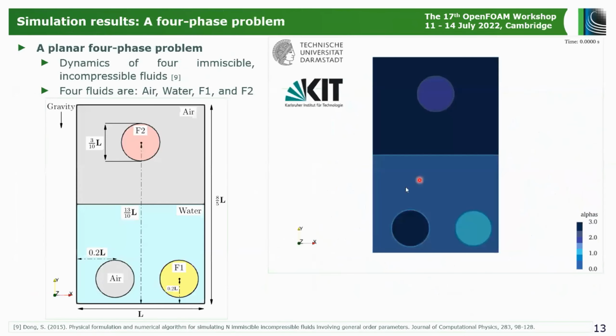So this is another benchmark case. This is a 4-phase problem, the dynamics of 4 immiscible and compressible fluids. We divide the computational domain into an air side and a water side. In the air side, we have an arbitrary fluid, F2, and we have gravitational effects here in the air side. And in the water side, we have an air bubble and an arbitrary fluid, F1. So buoyancy effects basically dominate the lower part, and gravitational effects dominate the upper part.